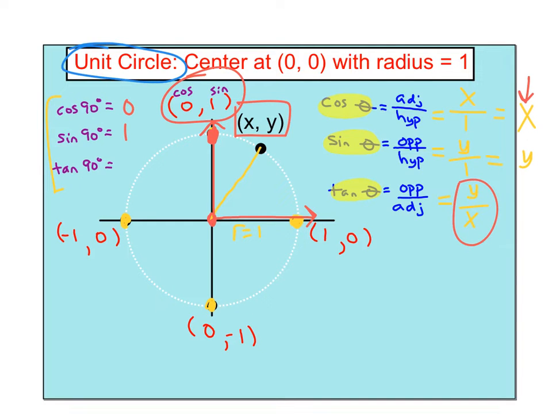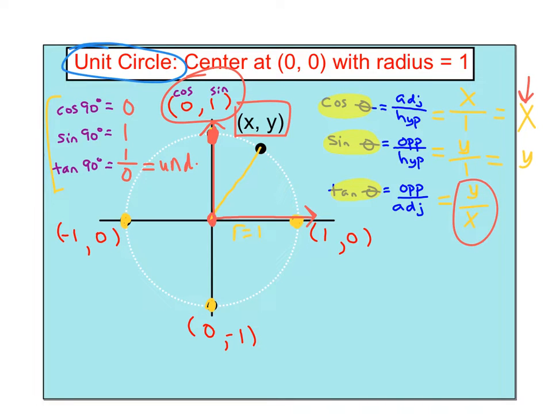What's the tangent of 90 degrees? Tangent always equals the y over the x. That's 1 over 0. What's 1 divided by 0? Can you divide by 0? Nope. So the tangent of 90 is actually an undefined value. It does not exist.